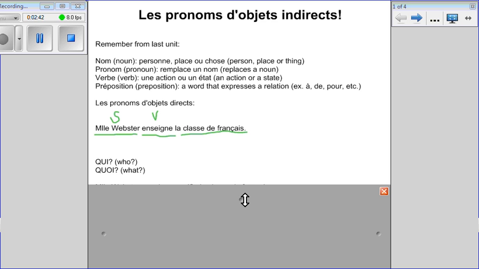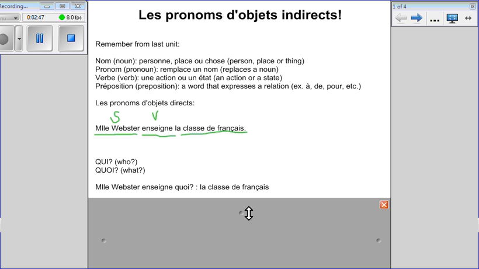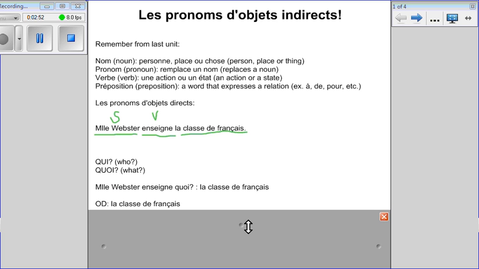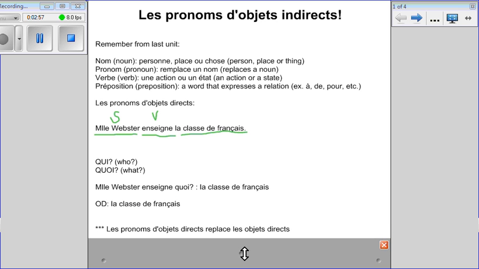Now, to replace a direct object, or an objet direct, you use... so Mademoiselle Webster enseigne quoi? La classe de français. Perfect. So we've determined that la classe de français is a direct object. Les pronoms d'objet direct replace les objets directs. So, as you can see up here, a pronoun replaces a noun. A pronom d'objet direct, this is a specific name right here, replaces an objet direct. And an objet direct is right here, and that is a noun. It's just a special kind of noun.